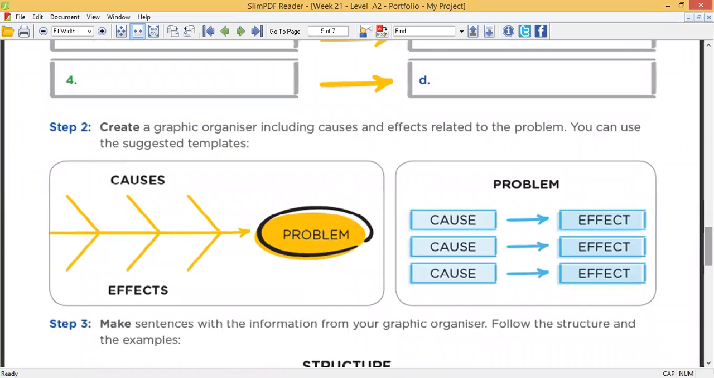Step number 2. In step number 2, you have to choose one of these graphic organizers. If you don't like any of them, maybe you can create a new graphic organizer. You have to write a problem, in this case, poverty. The name of the problem is poverty. The cause with its effect. Okay, don't forget that.